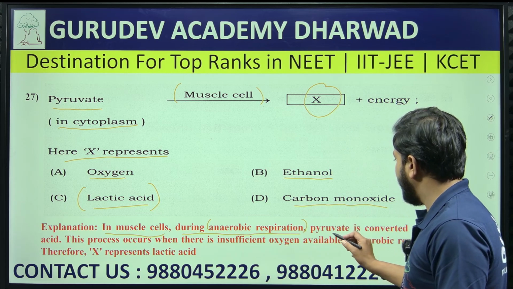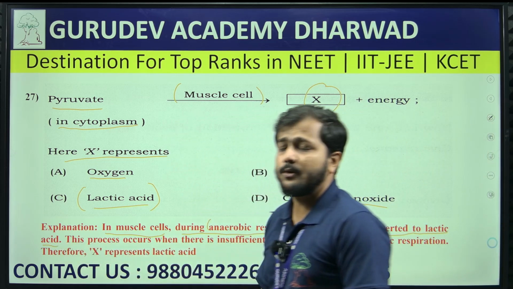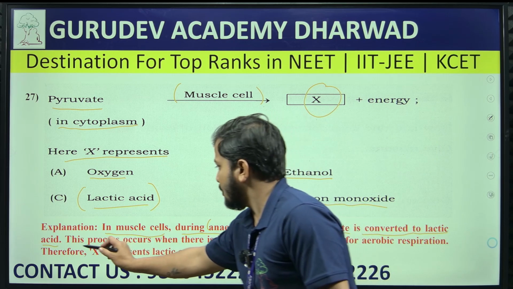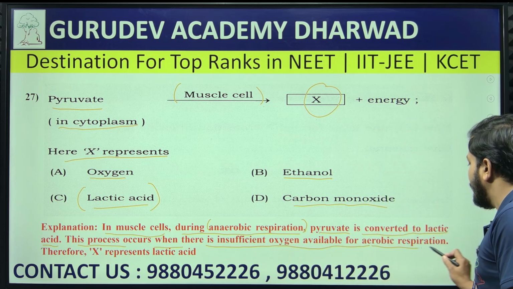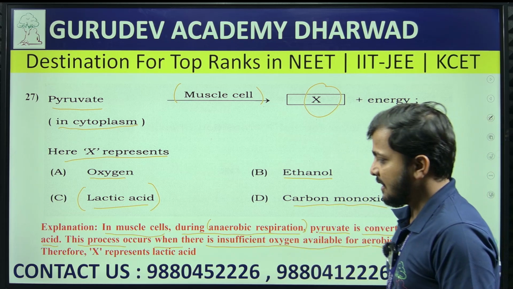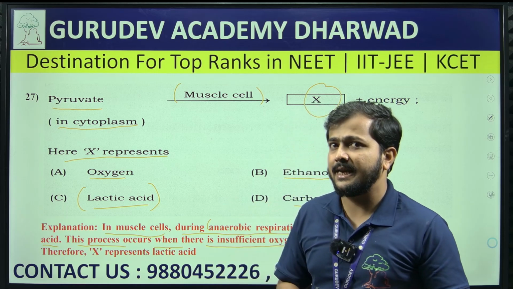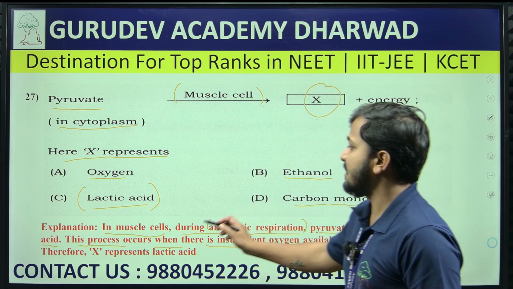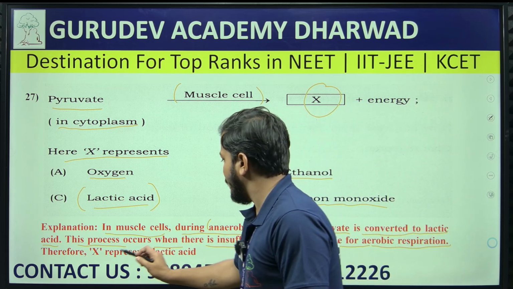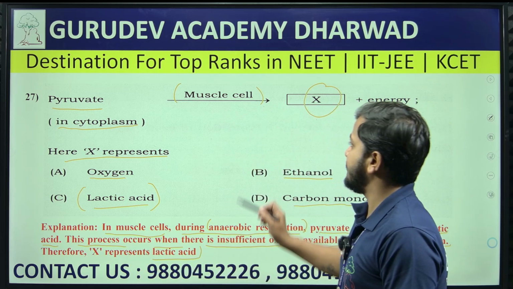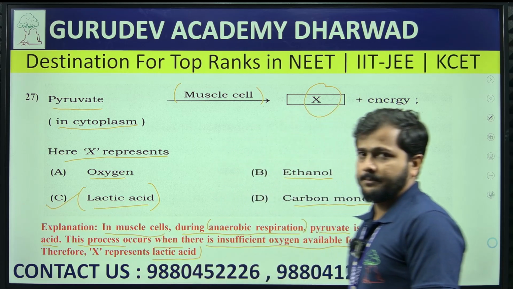Now following that, this pyruvate is going to get converted into lactic acid, right? This process occurs when there is insufficient oxygen available for aerobic respiration, right? So during cardio exercise, majorly what is going to happen? The breathing will increase, and this is due to insufficient oxygen present in the surroundings, right? So there, the formation of lactic acid is going to take place. So here, X represents lactic acid, right?